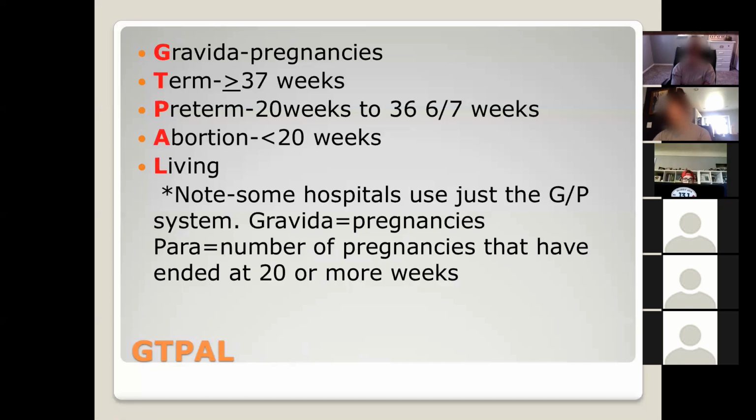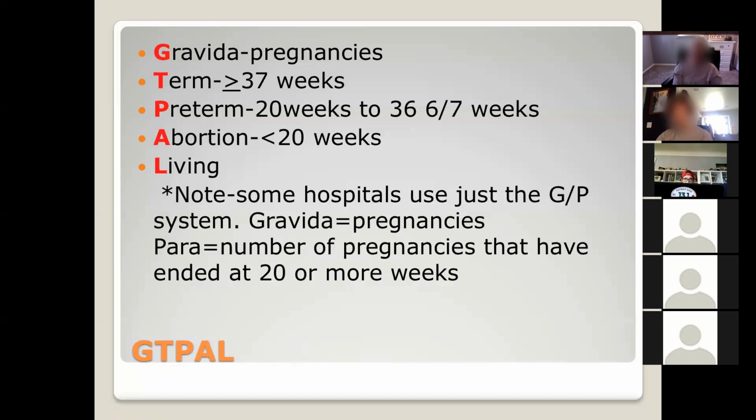Okay. The T stands for term, and this refers to any delivery. So mom would have had to have actually delivered the fetus. So term is any delivery that occurs at 37 weeks or further along in the pregnancy. Remember we talked about this when we talked about the newborn, with preterm babies being less than 37 weeks, and term babies being 37 weeks or more.